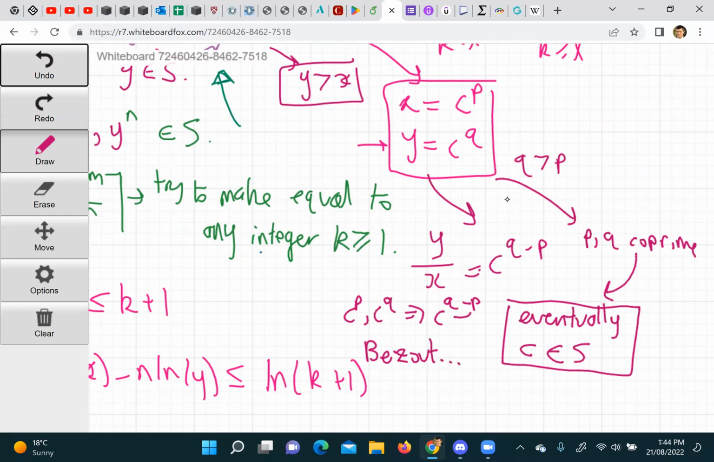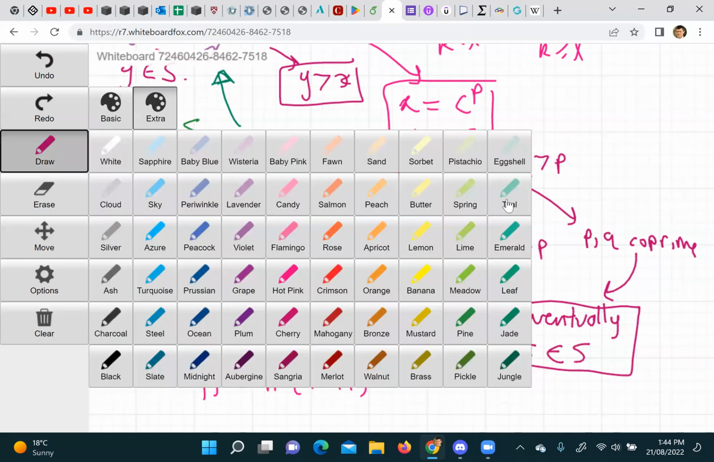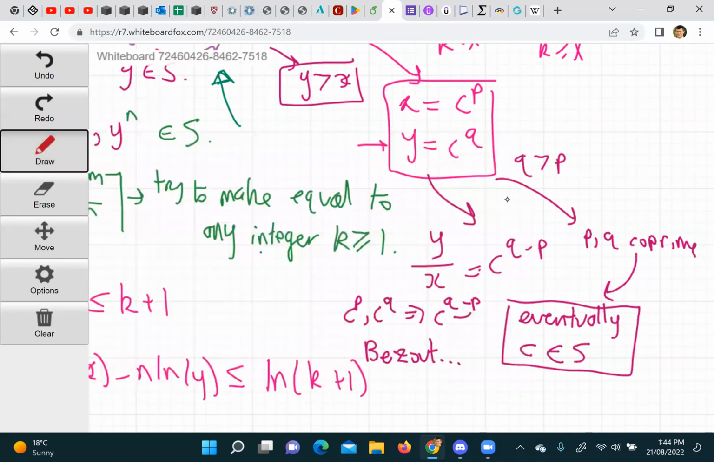You learned this on Tuesday. We did this on Tuesday. How do you do Bezout on irrationals? No, p and q are integers, so this is bad because p has to be 1, because x is the smallest. So x has to be 1 because c is in S. Oh right, so that's the reason it's a contradiction.